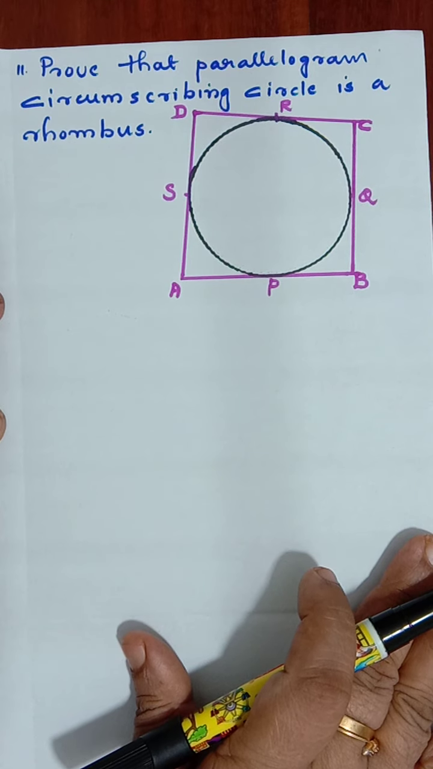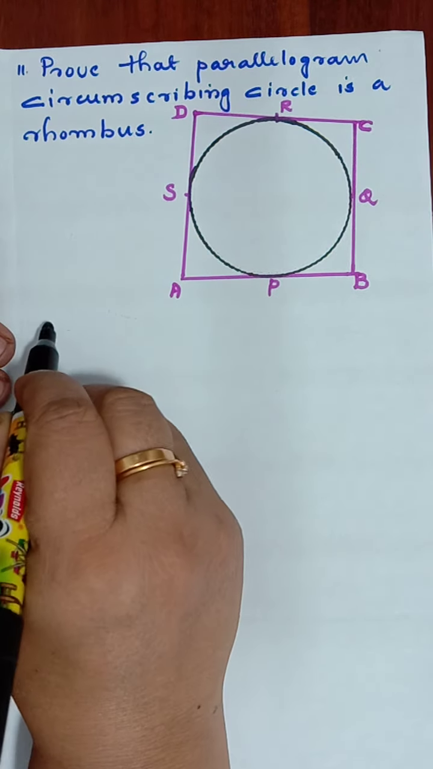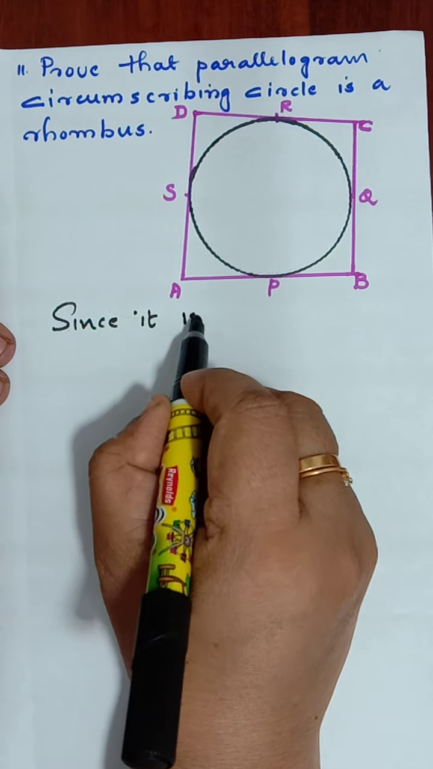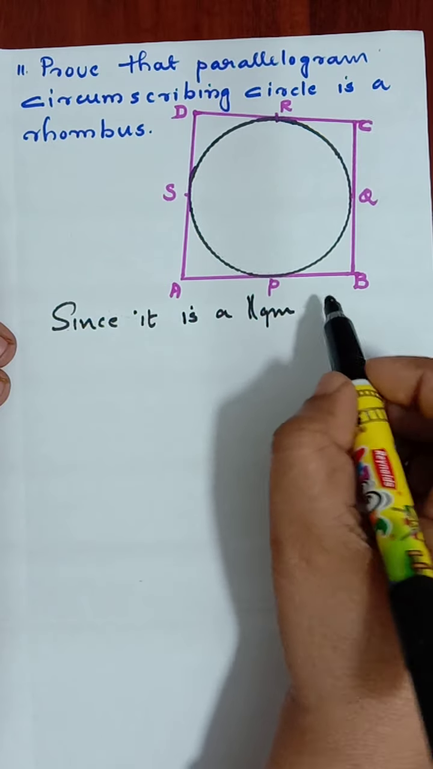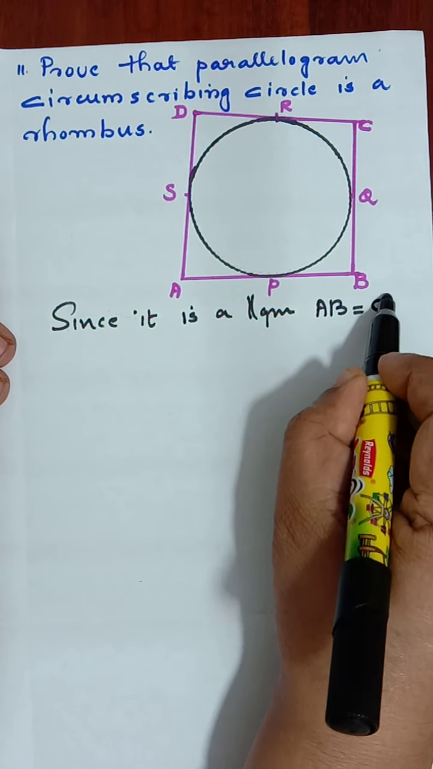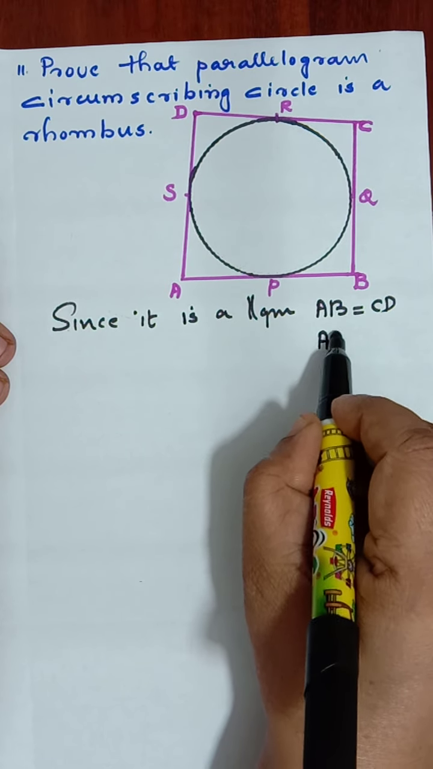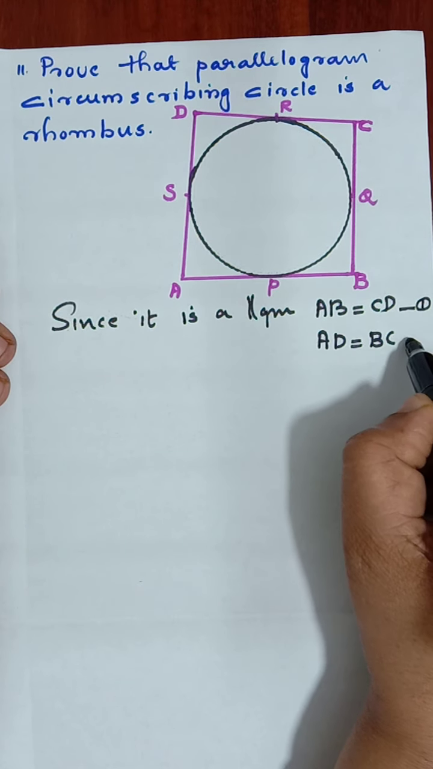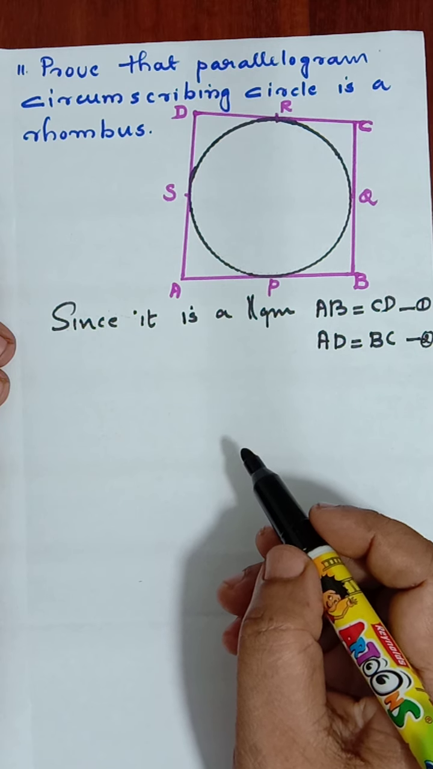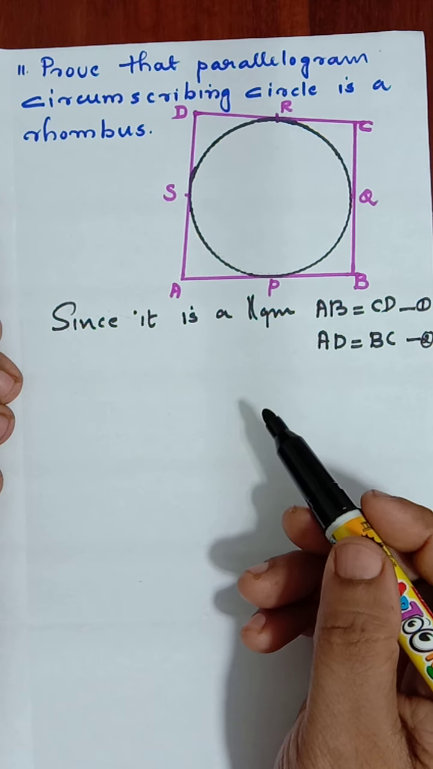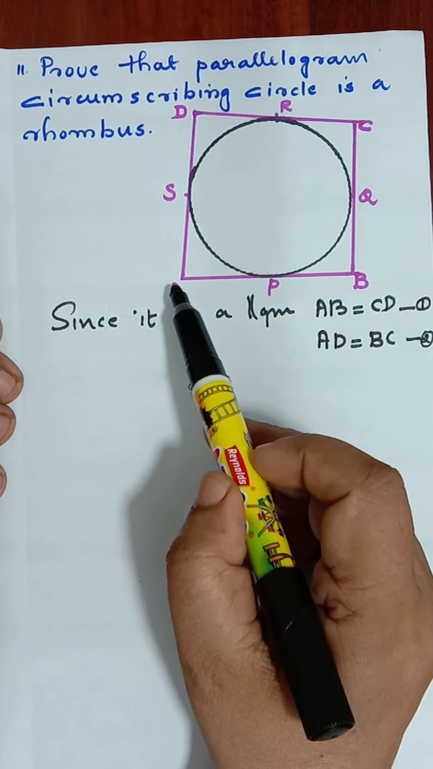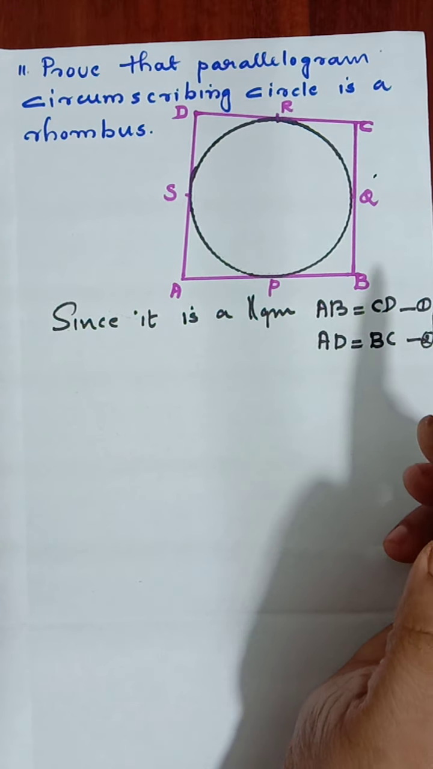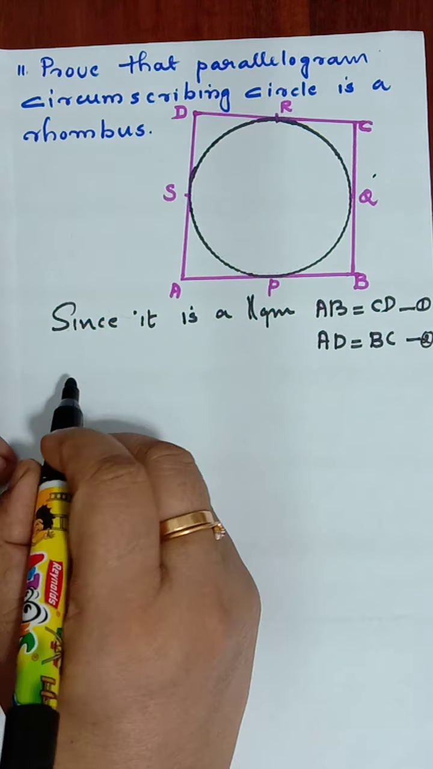How to prove this? What is the method? Since it is a parallelogram, opposite sides are equal. That is the first step to be written. Let us take AB equal to CD and AD equal to BC. This is the first clue given to us. We will mark them as equations 1 and 2. Now, as I have taught in one of the last problems, here we know that AB plus CD equal to AD plus BC. You have learned that in one figure, and we have to continue the same thing here.